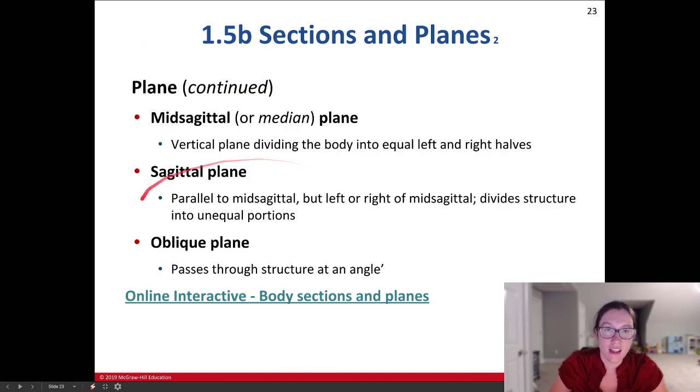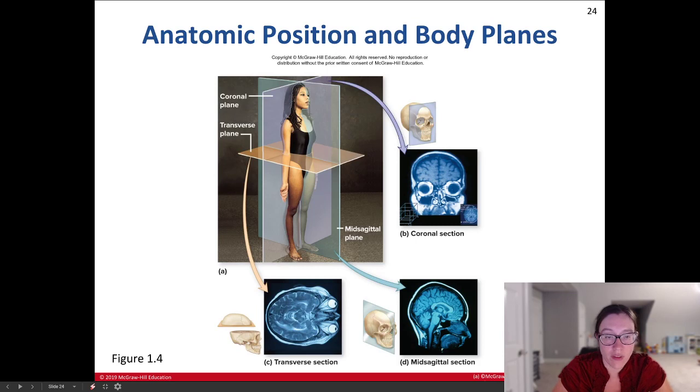Any plane that passes through the structure at an angle we call an oblique plane. And that just means that it's one that's not quite the same. So if any of you are math inclined, you can think of these as the X, Y, and Z axes, right? And so they're all going to be at 90-degree angles to each other.